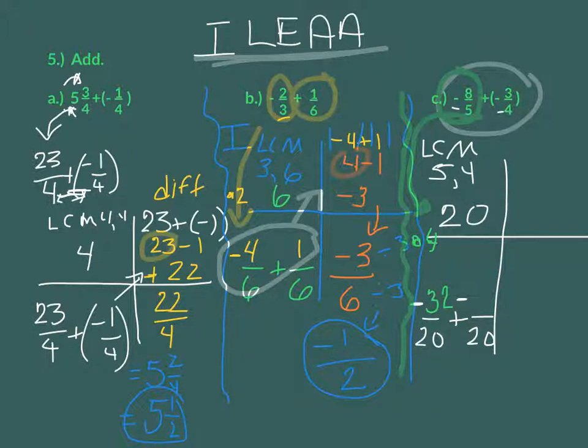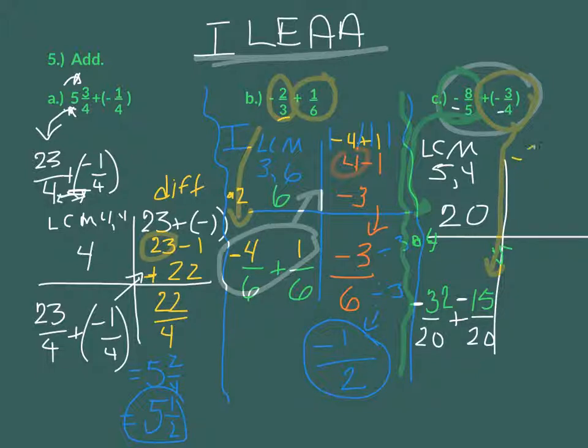And then I ask myself, how do I get from 4 to 20? I should know that to get from 4 to 20, I am going to be multiplying times 5. 4 times 5 is 20, so that means 3 times 5 is 15. So I bring the numerators right up here.